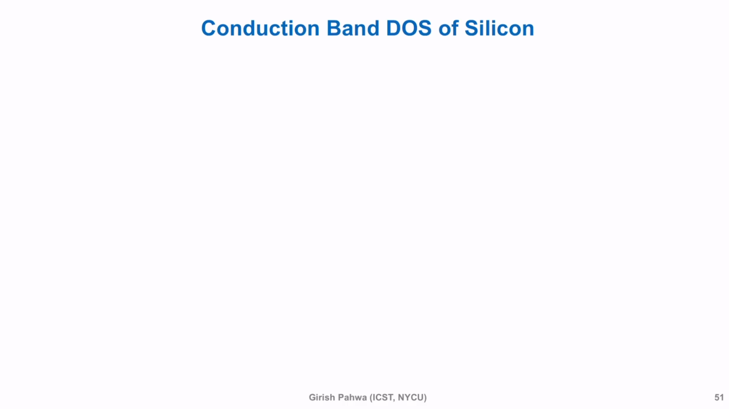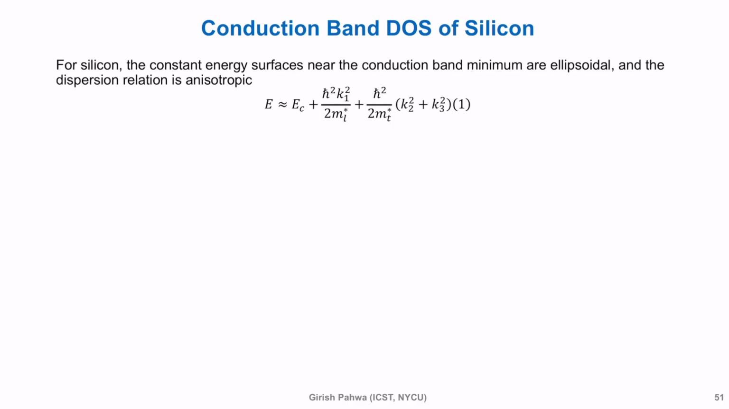For those surfaces, it will be a little different treatment, but eventually you will see that whatever we did for the spherical one will be very helpful for us even in this case. So for silicon, I know that E can be expressed in terms of k1, k2 and k3 using this equation. You have one longitudinal effective mass and two transverse effective masses, denoted by mt star.